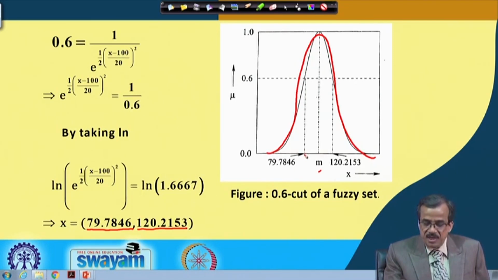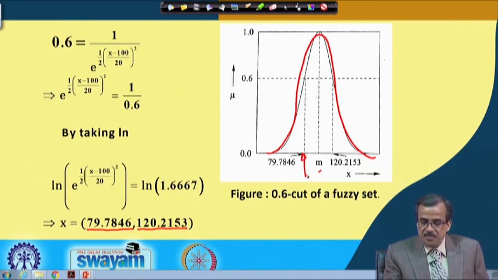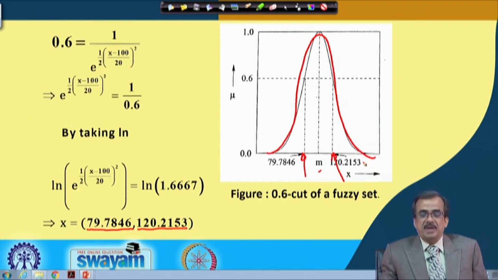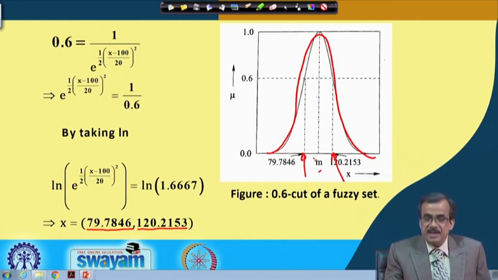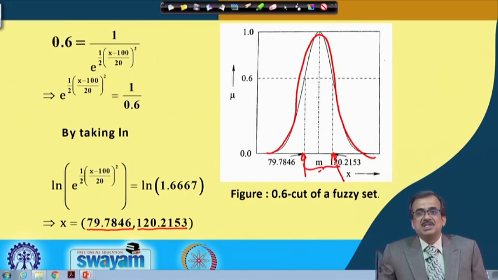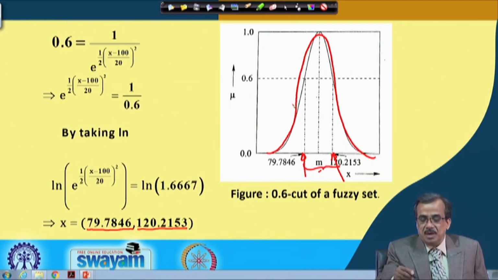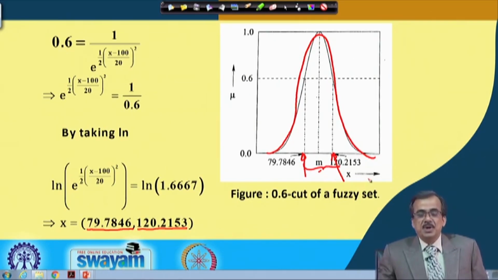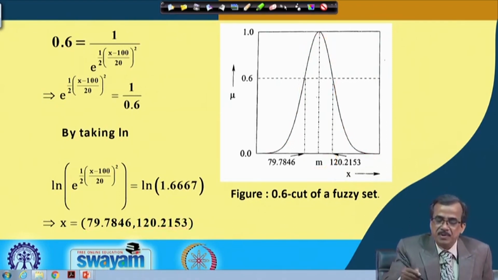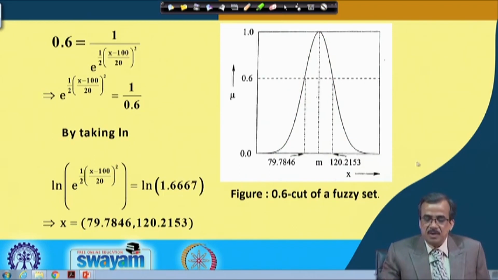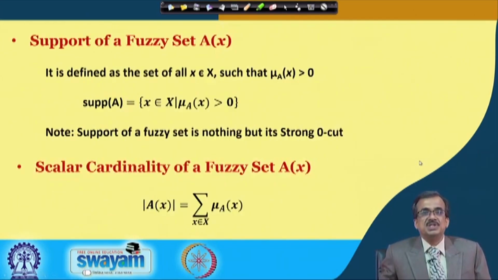Now, if I plot and indicate the values on this plot, this is 79.7846 and this is 120.2153, and here you will get one range for this particular x. So, this is nothing but your 0.6 cut of this Gaussian distribution. This is the way we are able to find out the alpha cut of a particular fuzzy set.